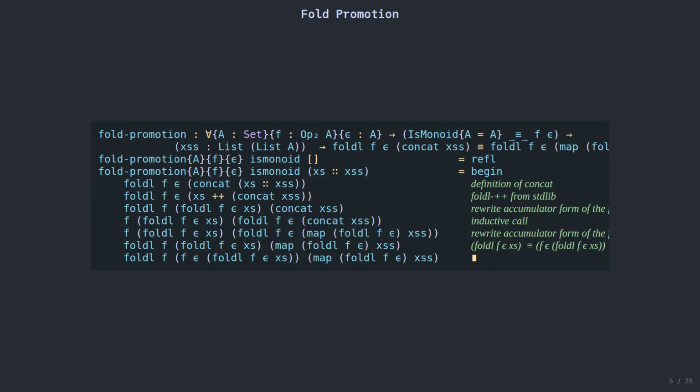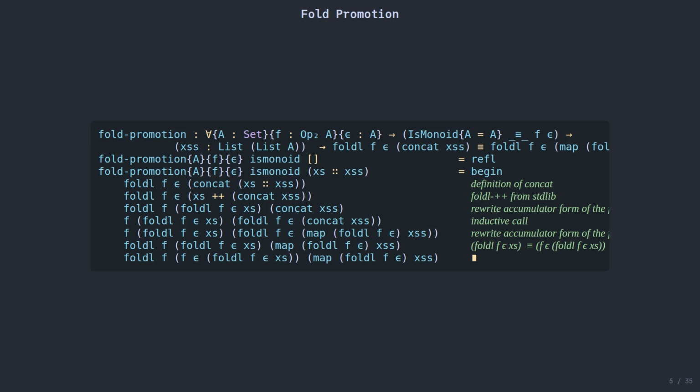The next law has a very similar shape. It is called fold promotion. It says the following: if f is an associative operator with an identity element epsilon, then when we want to fold a list of lists, we can do it in two equivalent ways. We can first concatenate all the lists and then apply the fold. Or we can first fold each individual list and then fold the resulting list of values. Both approaches produce the same result.